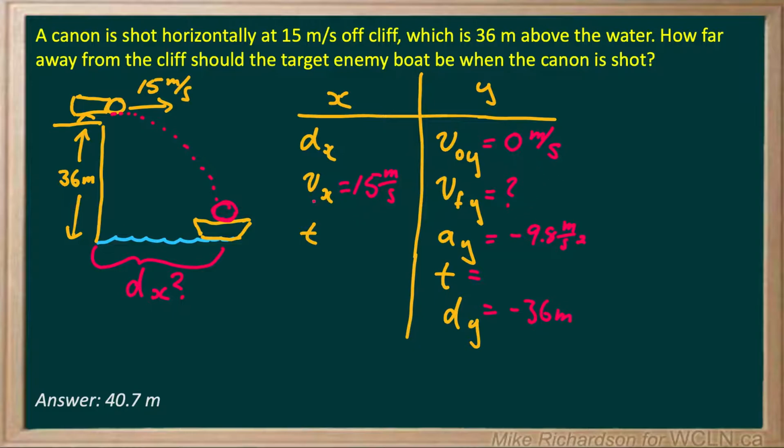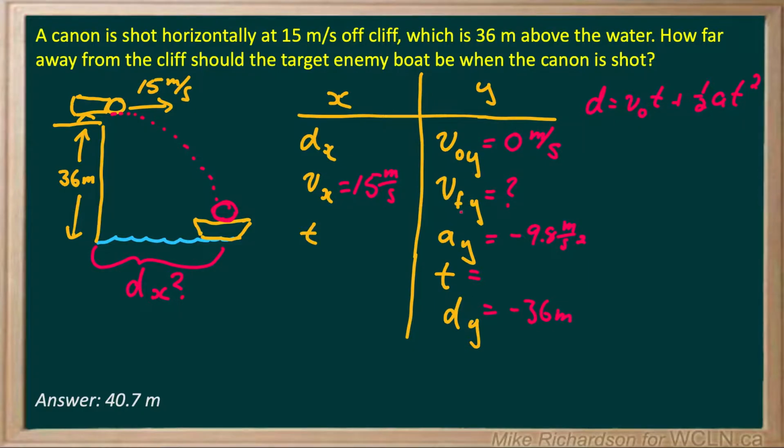Now we want to find dx. In order to do that, we need time. So we can't do that in the horizontal column just yet. Let's look at the vertical column. If we're going to try and find time, avoid equations with v final in it. So if you look at your formula sheet, the one equation that does not have v final in it is d is vot plus 1/2 acceleration times time squared.